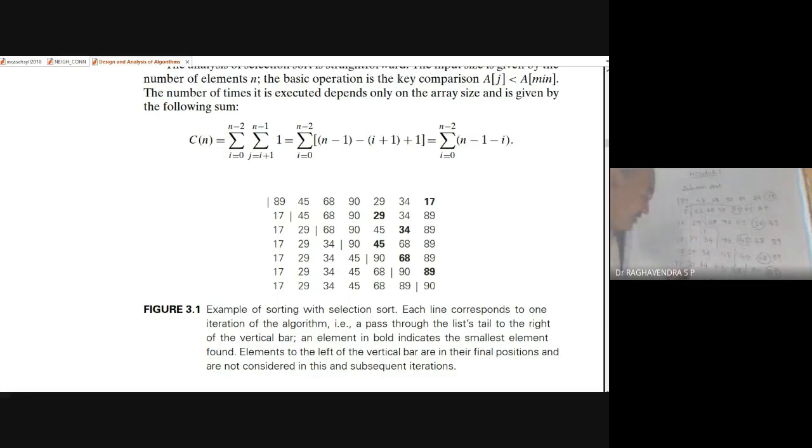Once again, you move this. So 17, 29, 34, 45, 68, then 89. What remains is 90. So now it is a sorted array. That is why the loop goes up to n minus 2. We can stop here, because if there is only one element present in the unsorted part, it means your array is sorted. So this mechanism is called selection sort.